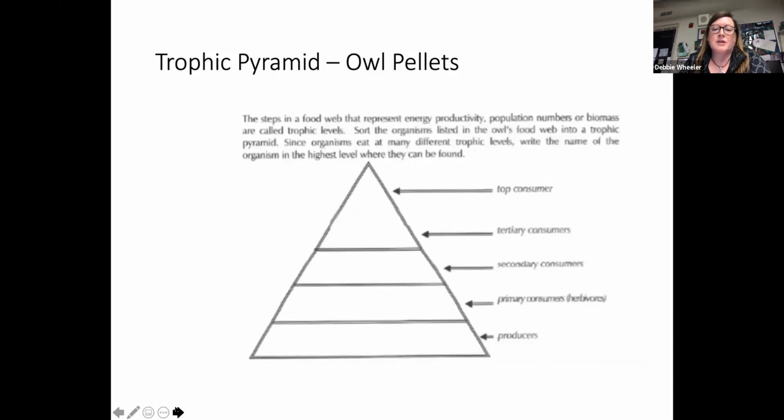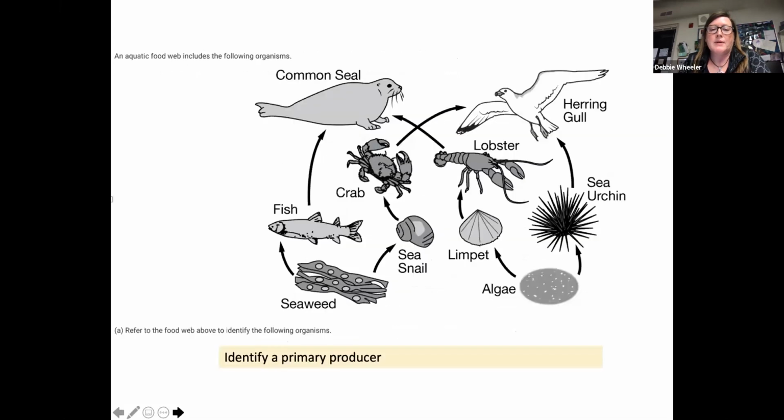Yes, I see some good answers up there. So worms, insects, mice, and rats, as well as birds, are primary consumers. Moles, shrews, birds, and the owl are secondary. Notice birds can be both a primary and a secondary consumer here. You're just always focusing on what eats the producer, that's my primary, what eats my primary, that's my secondary, and what eats my secondary, that's my tertiary, okay? And we're going to talk a little bit about why this is a pyramid in just a minute.